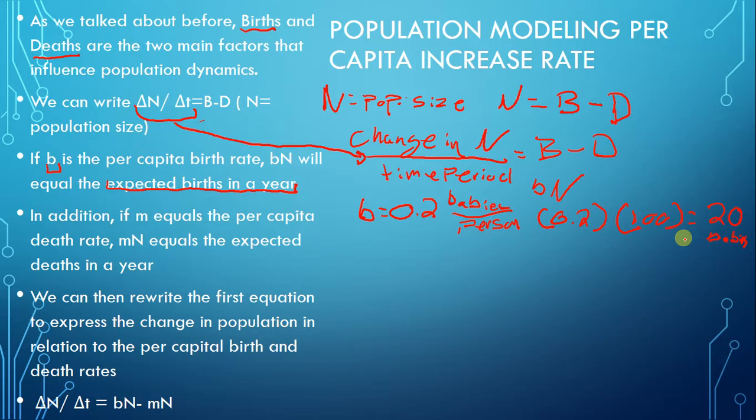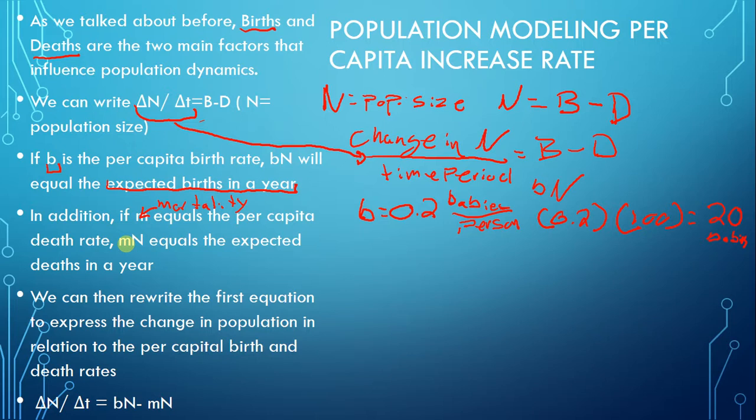We can do the same thing with how many people we expect to die. The per capita death rate, which we call M for mortality, works the same way. I'm not going to rewrite it. If M is the percentage of the population that dies every year, multiplied by the population, that's how many individuals we can expect to die that year.